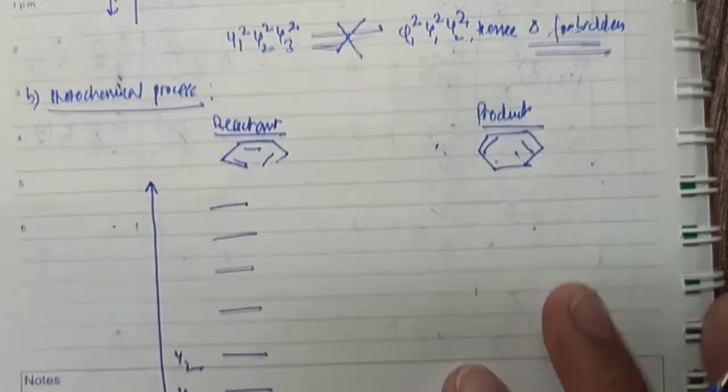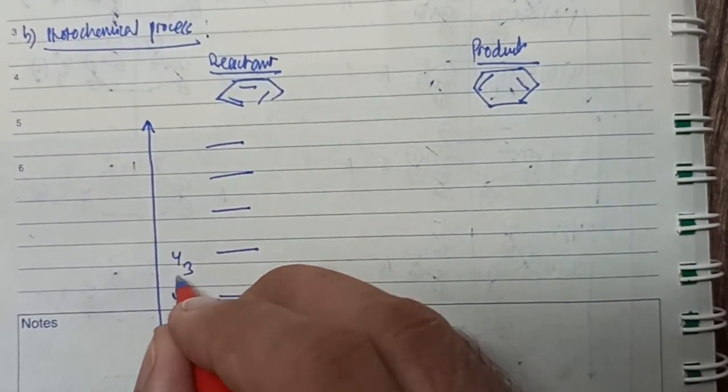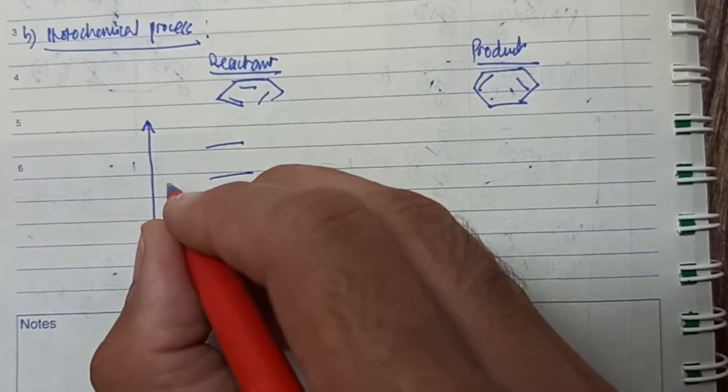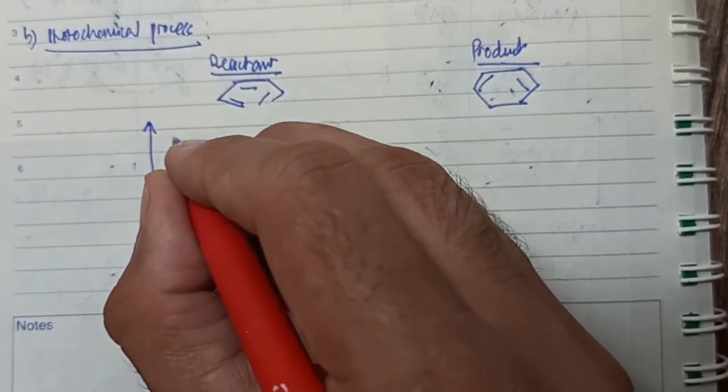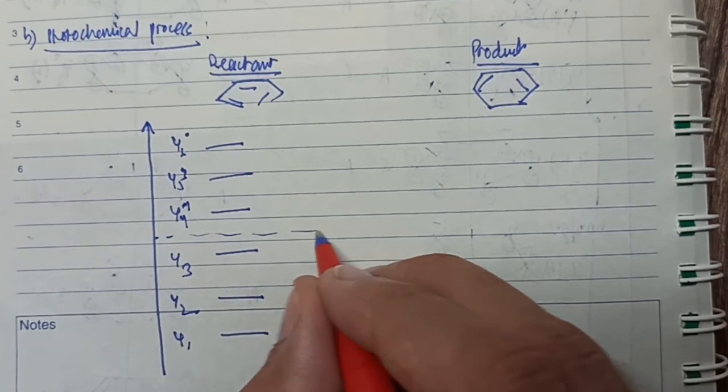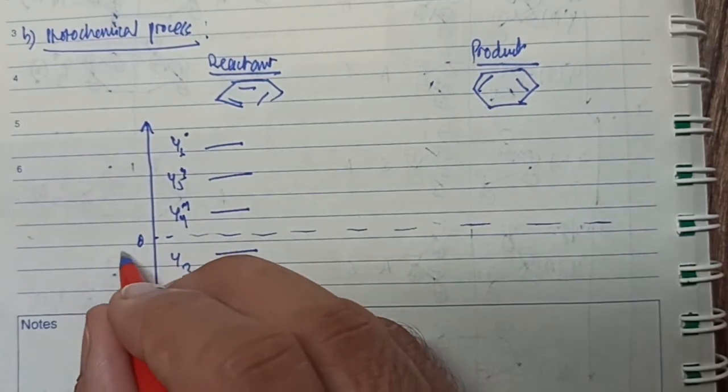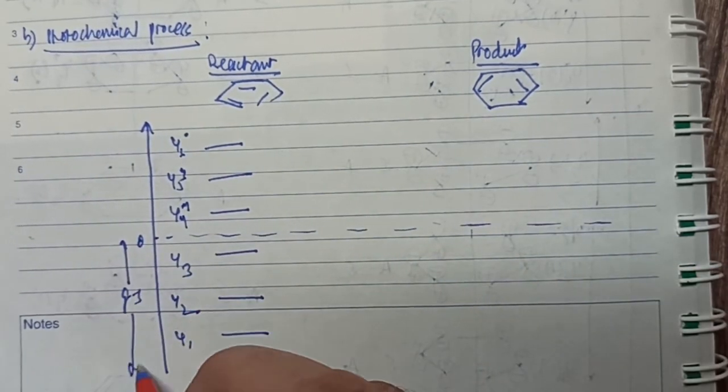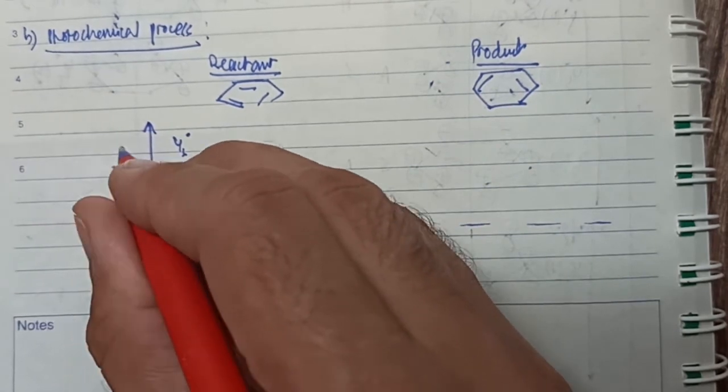Psi1, psi2, psi3, psi4 star, psi5 star and psi6 star. This corresponds to the zero of energy. Of course, this is the ground state and this one is the excited state.